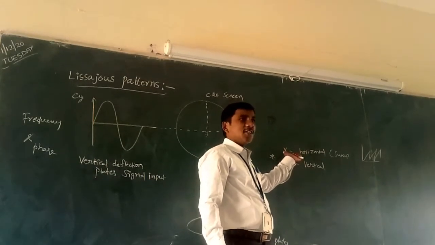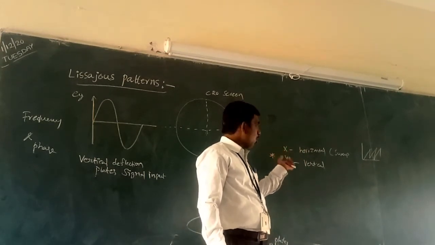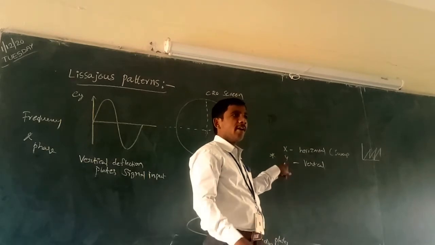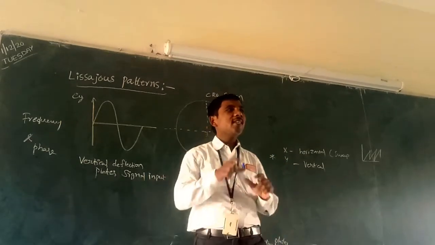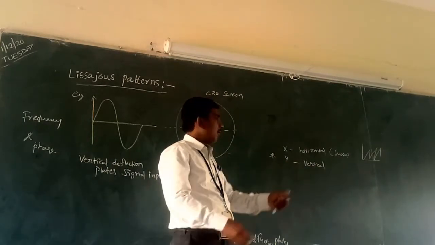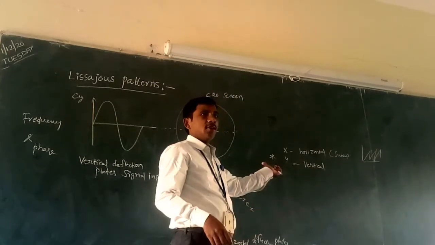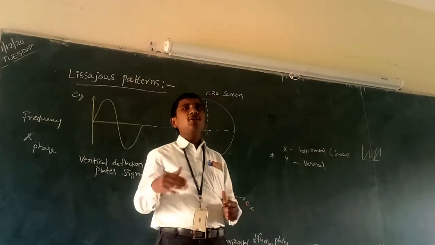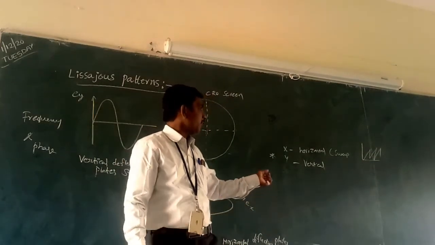Sorry, X deflection plates. Okay, where is our probe connected? It is connected to the Y deflection plates. Whatever signal we want to measure, that signal is connected to the Y deflection plates. Now the actual thing is that. How to measure an unknown signal using a CRO is by connecting it to the vertical deflection plates.